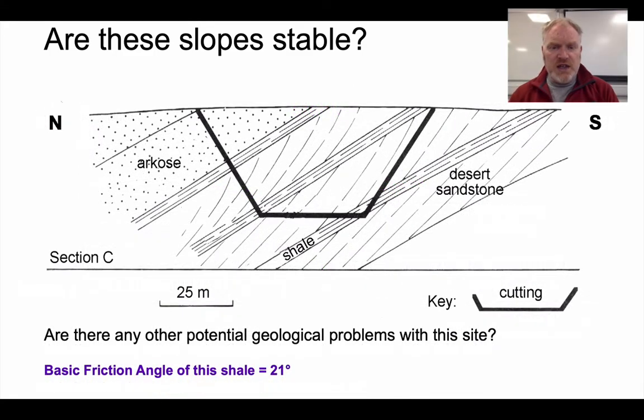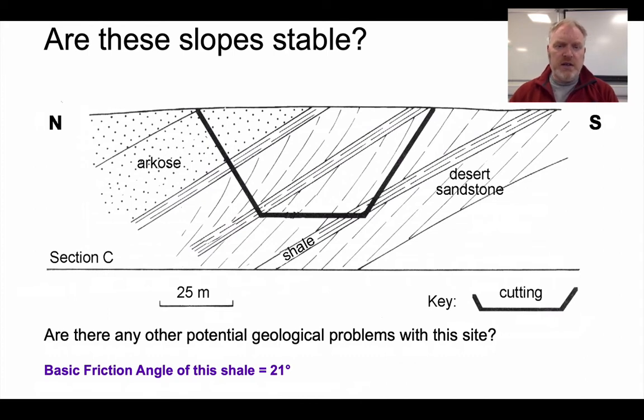So in section C, we have shales and desert sandstones, both dipping to the north. The basic friction angle here is 21 degrees. We can see that the dip of these beds is greater than 21 degrees, so that indicates there's potential instability here.